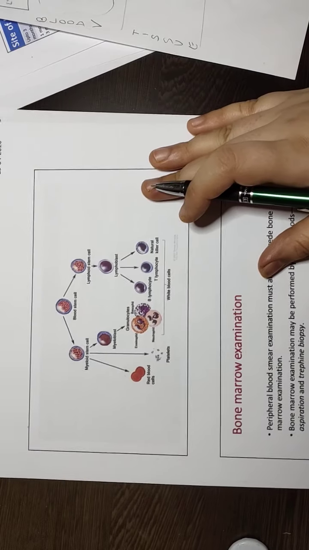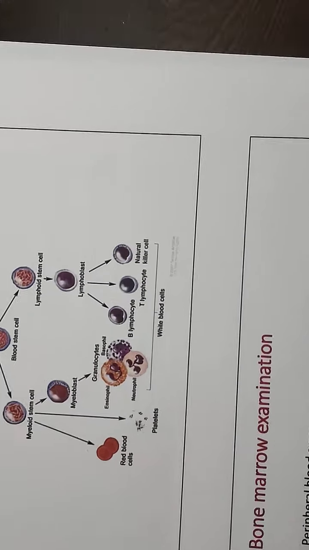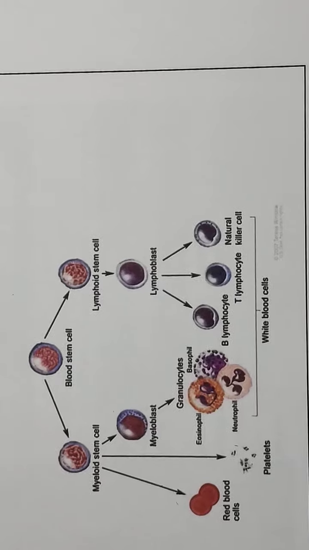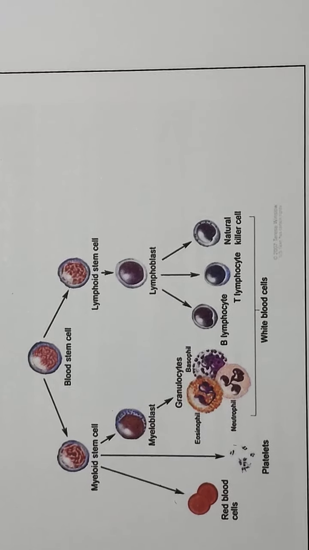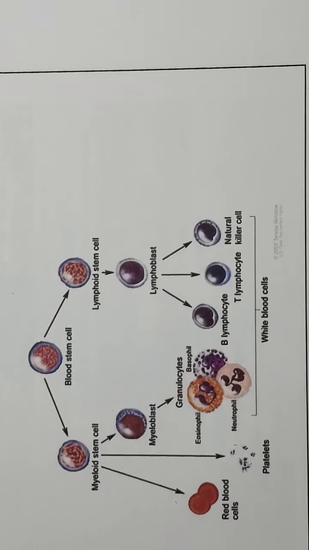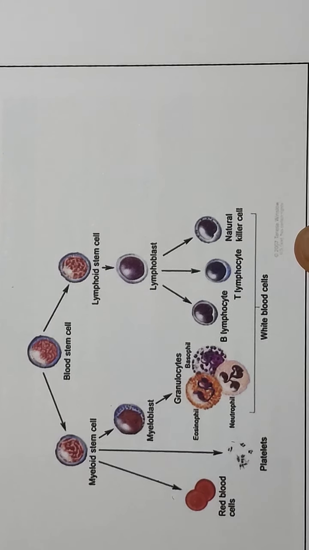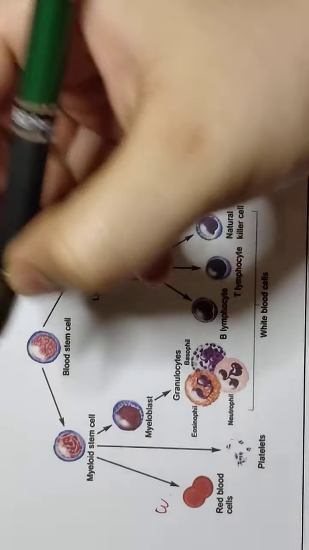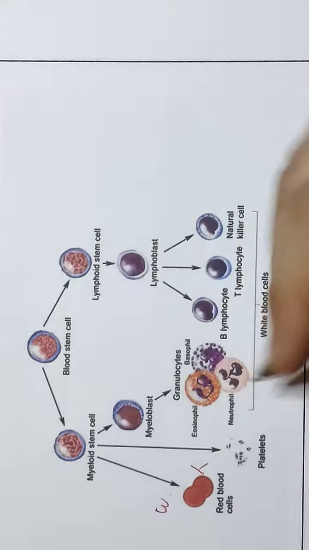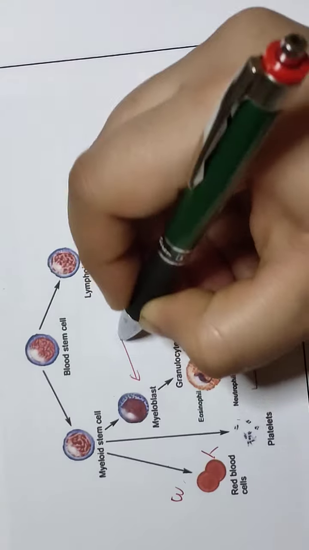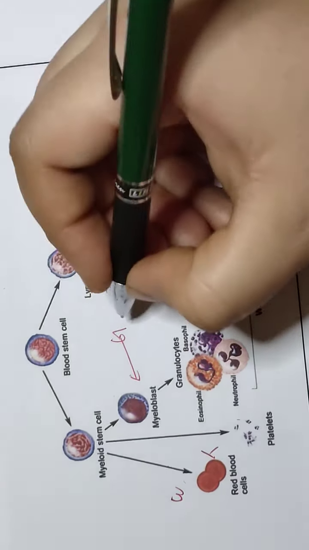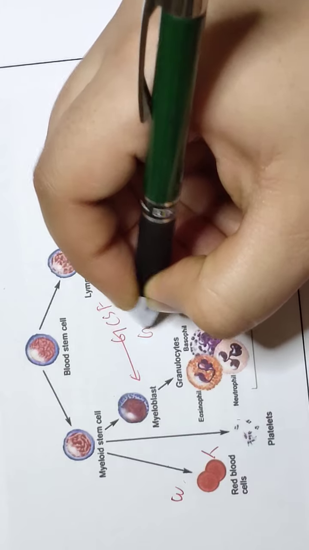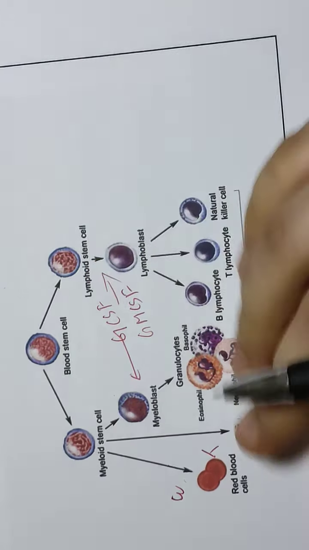I have also given a very simple diagram which you can use in case you find my illustration or the chart given in Harsh Mohan very difficult. This is a very simple thing, but here you will have to mention the factors responsible. So you have erythropoietin, you have thrombopoietin, and for this you put in between like this. So you have the colony stimulating factors also.